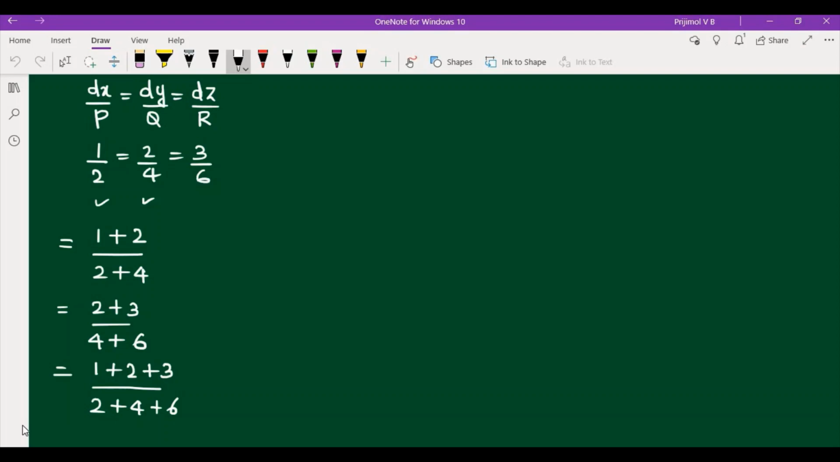So here it is not applicable only for addition, I can even subtract. Say if I am subtracting the first two ratios, say 1 minus 2 divided by 2 minus 4, it is also the same as 1 by 2. If I subtract the second and third ratio, so 2 minus 3 divided by 4 minus 6, it is also again 1 by 2. So anything seems to be possible. You can even add and subtract as well.